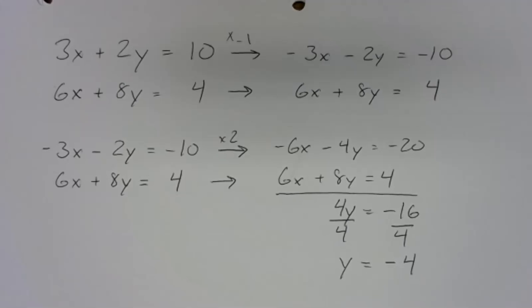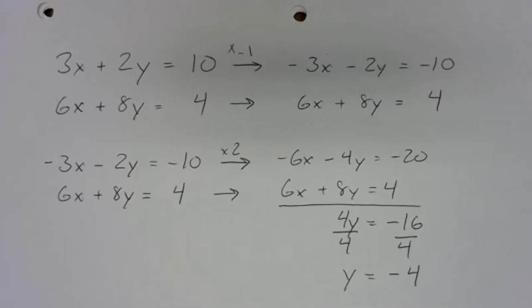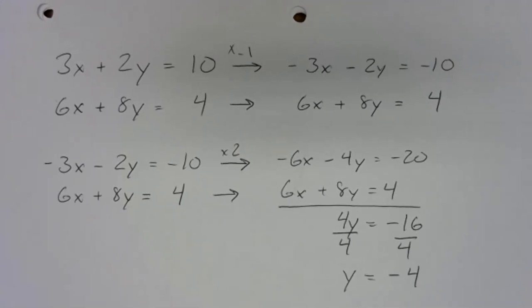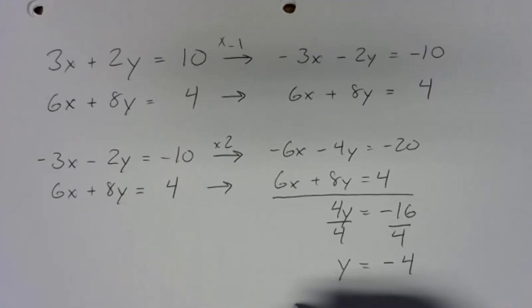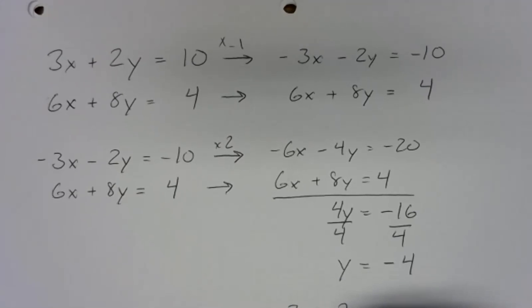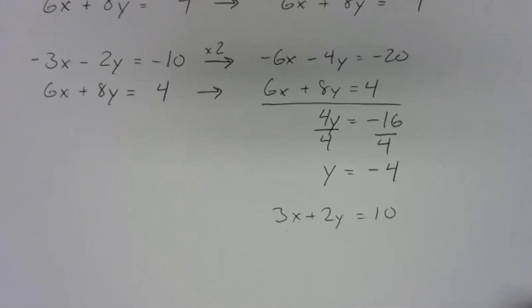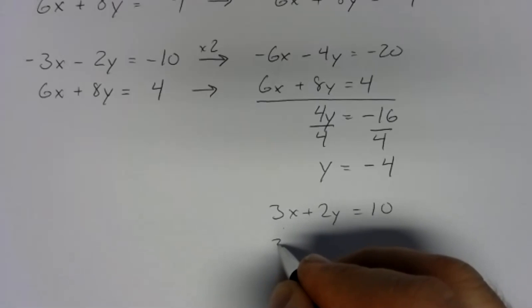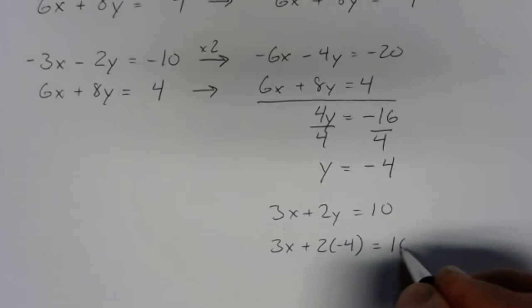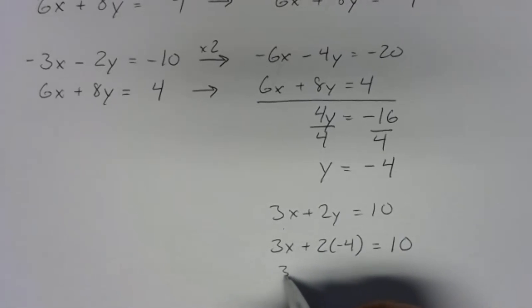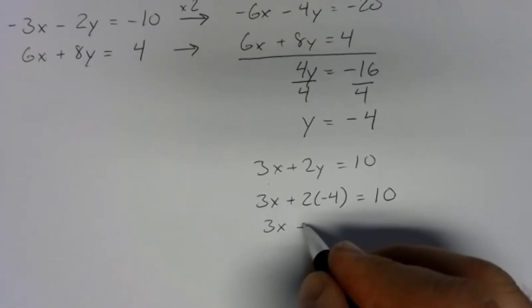Now we can go ahead and back substitute. We can go back to either of the two equations. And I'm going to pick the top equation just because it deals with smaller numbers, less to multiply, all of that. So we've got 3x plus 2y equals 10. I'm going to plug in y as -4. So I've got 3x plus 2 times -4 equals 10. And just one step at a time, going through and solving it.